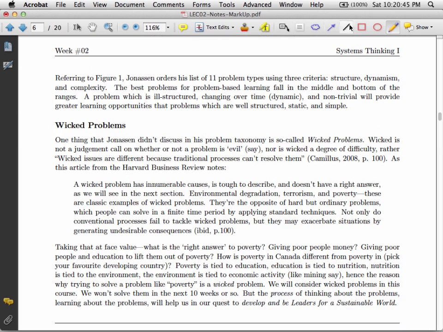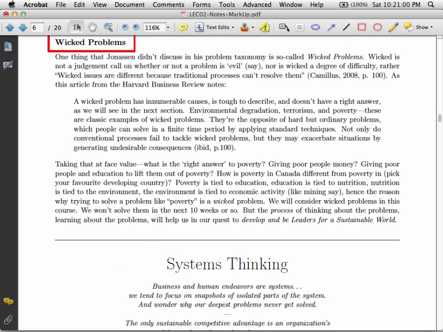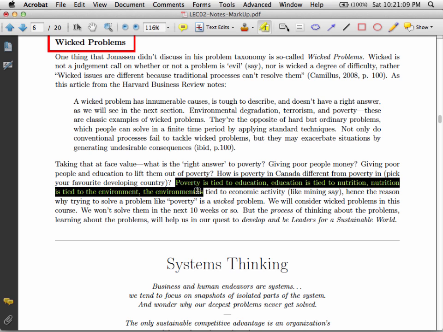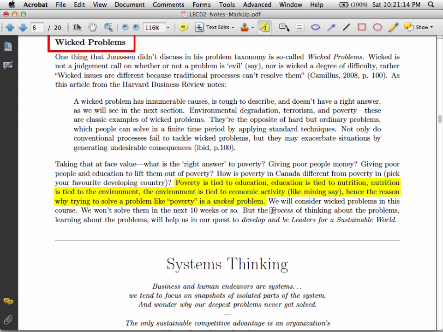And adding to that discussion, of course, is wicked problems. And the definition of wicked problems is itself a wicked problem. These are problems like education, environment, poverty. They're all intertwined with one another. And I give an example down here. Poverty is tied to education, education is tied to nutrition, nutrition is tied to environment, environment is tied to economic activity, and so on and so forth. It's a wicked problem. If you try to unpack one aspect of the problem, you end up with all kinds of other things in this kind of situation.